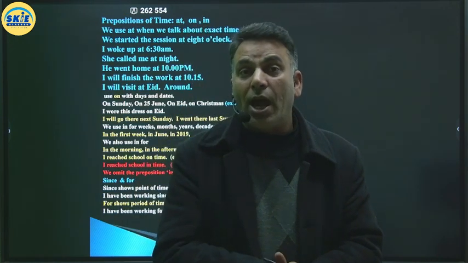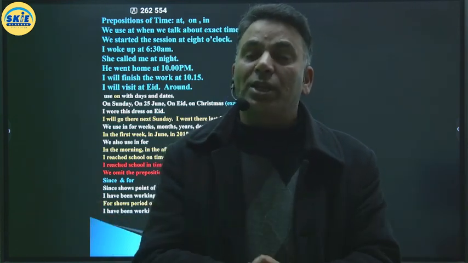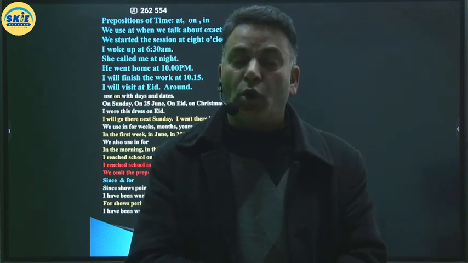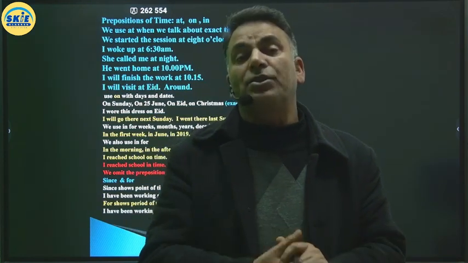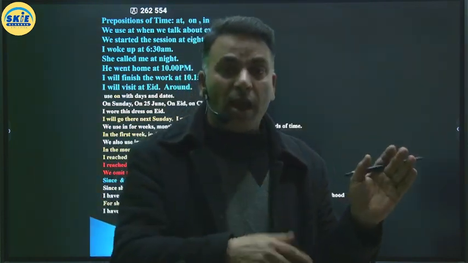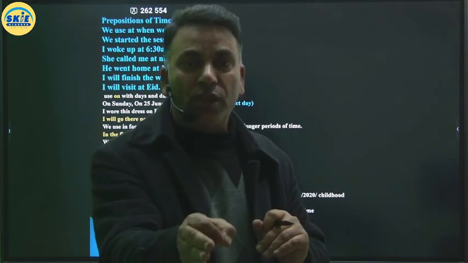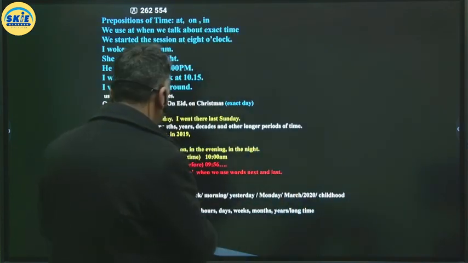Just before, right? I reached the airport on time means I was supposed to reach there at 3 p.m., so I did reach exactly at 3 p.m. But if I reach just a while before, I reached the airport just in time or in time. When you say in time, it means just before. That is the difference between in time and on time. On time means exactly on the time, and in time means just before. That is the difference between the two.